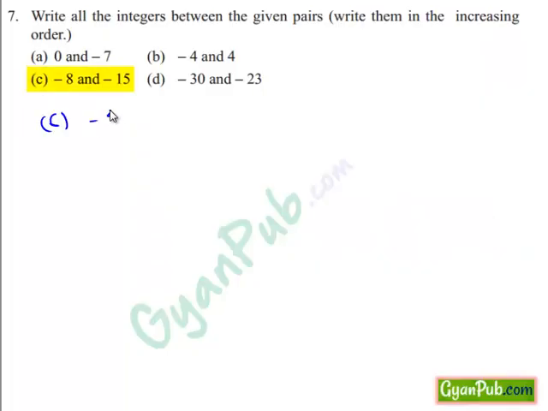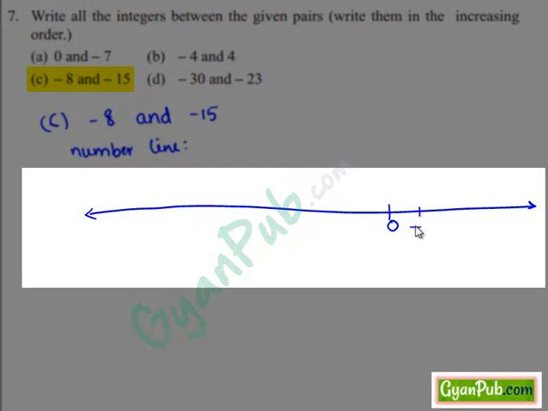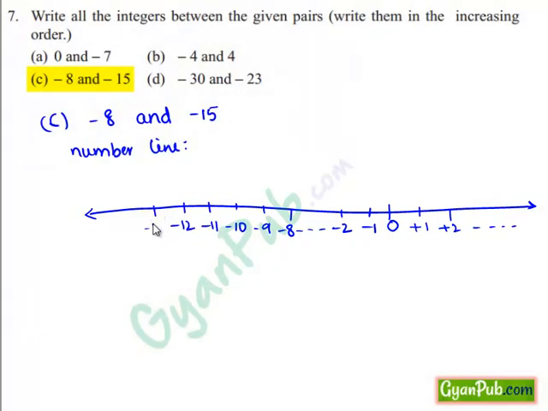Moving on to the C bit, -8 and -15. To write integers between -8 and -15, we will use a number line. A number line is taken like this. 0 is the middle value. Right side of 0 has +1, +2 and so on. Left side of 0 has -1, -2 and so on. -8, -9, -10, -11, -12, -13, -14, -15 and so on.